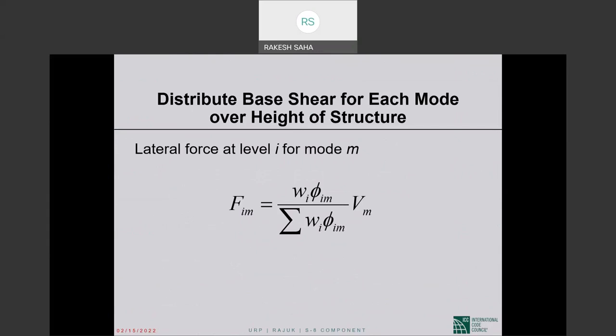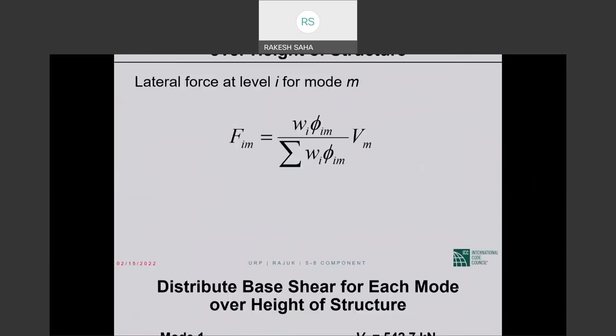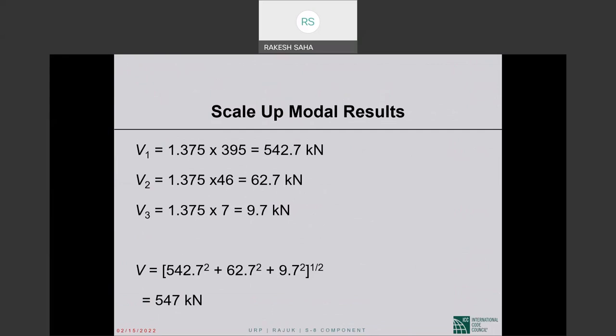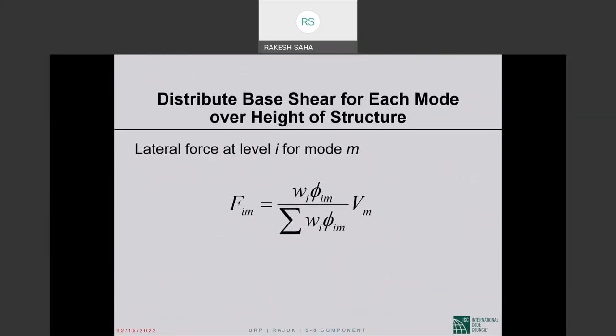Now we will distribute this, please follow me very, very closely. So we have a first mode base shear of 542.7 kilonewtons, and the modal period, it is not written here. We know the modal period.